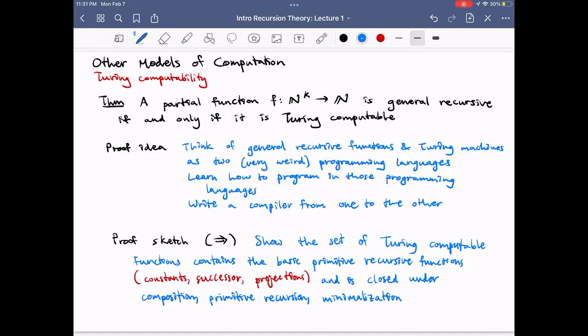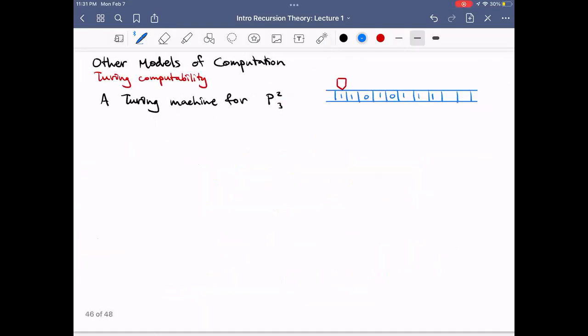So how do you do this? Well, you just need to write a lot of Turing machines. So let's do at least one example to kind of show how it works. So say we want to show that the projection P32 is computable by a Turing machine. So remember, this is the function that takes as input 3 numbers and gives you the second of those numbers.